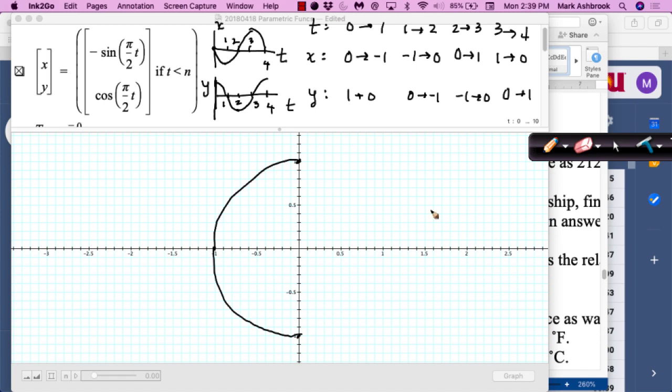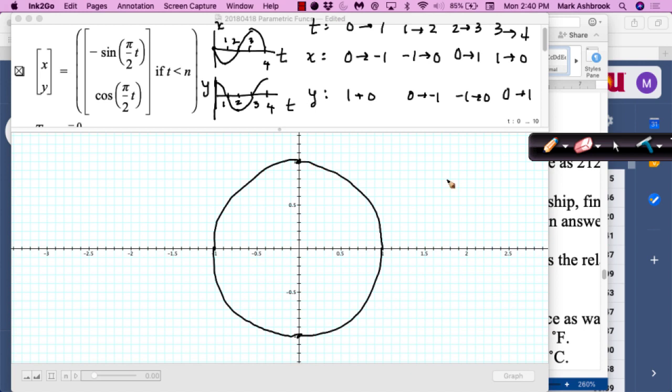Okay, and then now I'm at 0, negative 1, and my x is going to go back to 1, y to 0, so I'm going to end up there. And they're going to vary together like that. And then finally I'm at 1, 0, and my x is going to go back to 0 while my y goes up to 1. So what do I get? The unit circle again, right?